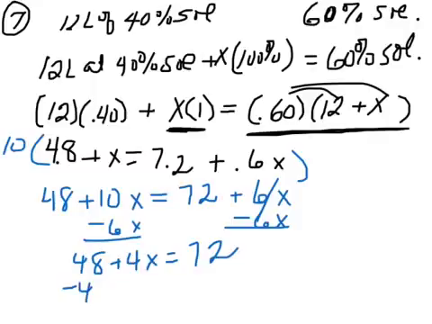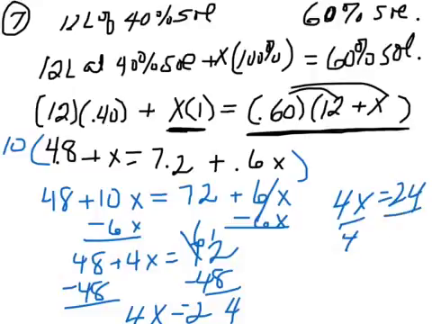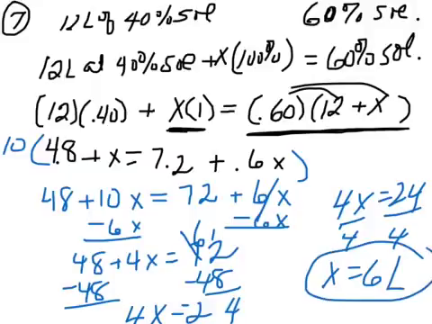And then we could subtract 48 from both sides, and we get 4X equals 24. And if 4X is 24, and we divide both sides by 4, we find out X is 6. Oh, we added in 6 liters to get it to a 60% solution.